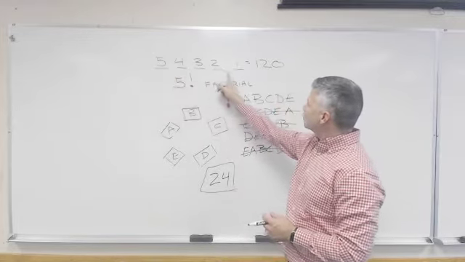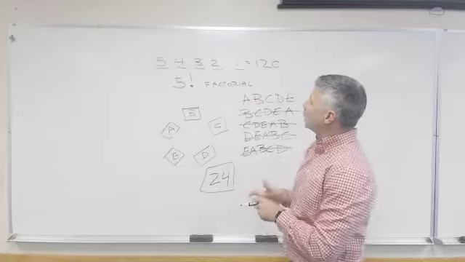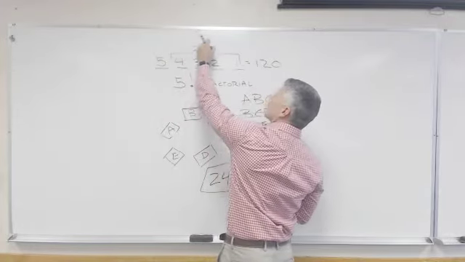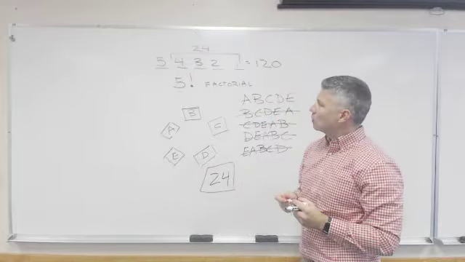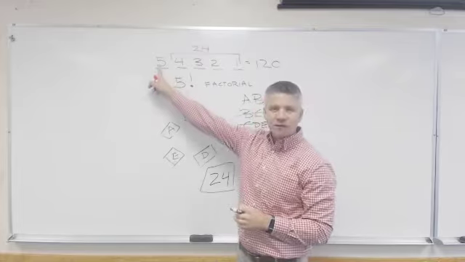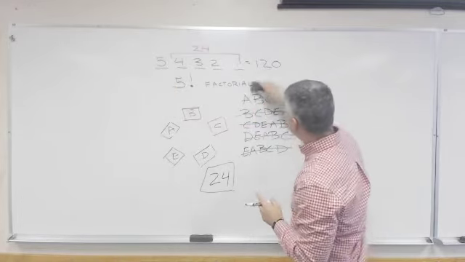5, 4, 3, 2, 1 is 120. But 4, 3, 2, 1 is 24. Oh, okay. All we didn't need was the 5. And that is our trick.